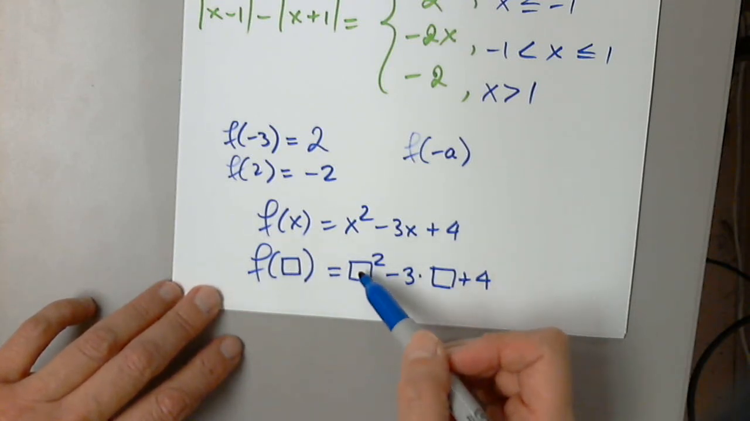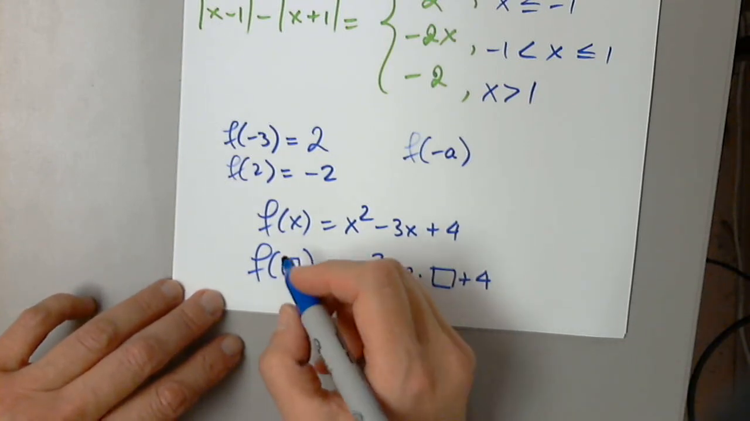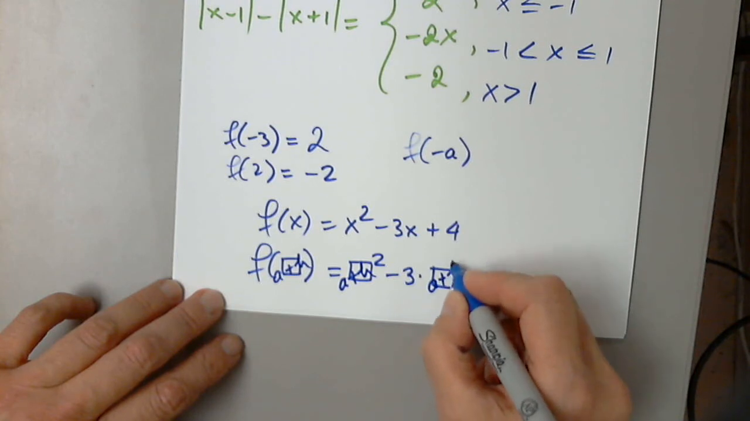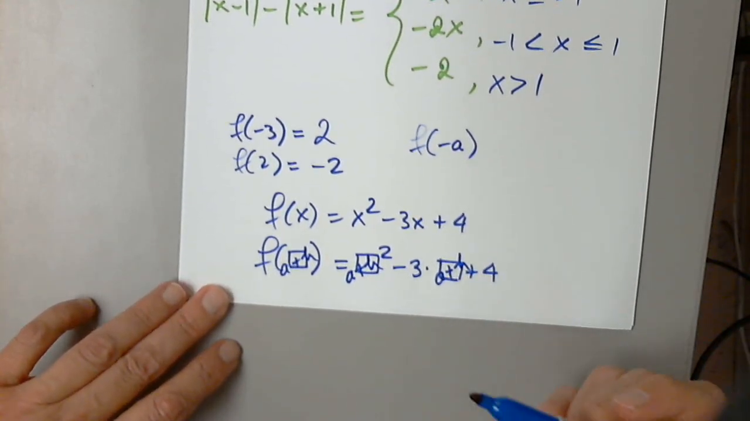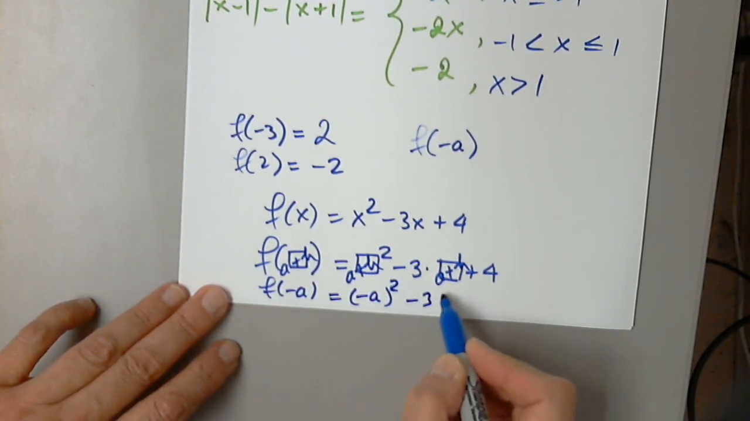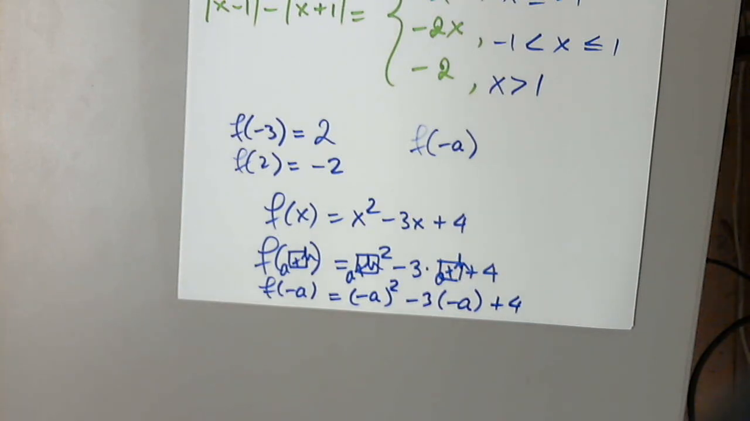So I can replace the whatever by whatever I want. So for example, I want to replace it by a plus h. Or maybe I want to replace it by negative a. So that would be f of negative a equals negative a squared minus 3 times negative a plus 4. As long as we understand what the function is telling us, you can ask me to evaluate for anything I want or you want.